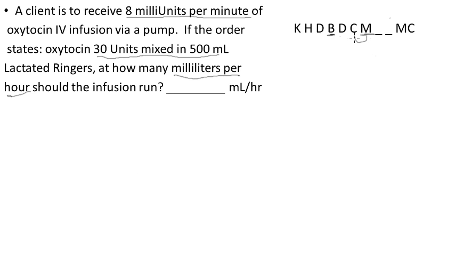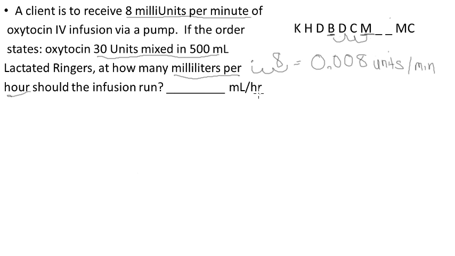So I need to move my decimal 1, 2, 3 places. So I'm starting with 8 and I move my decimal 1, 2, 3 places. So this is going to equal 0.008. Now we have units instead of milliunits, and this is per minute.